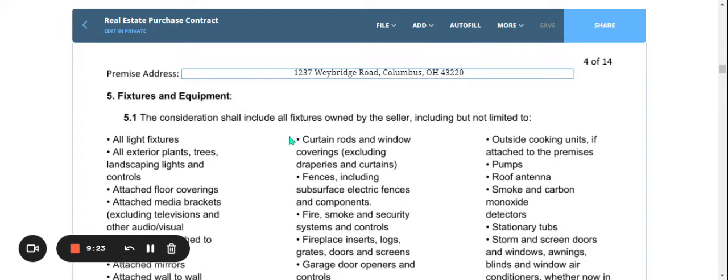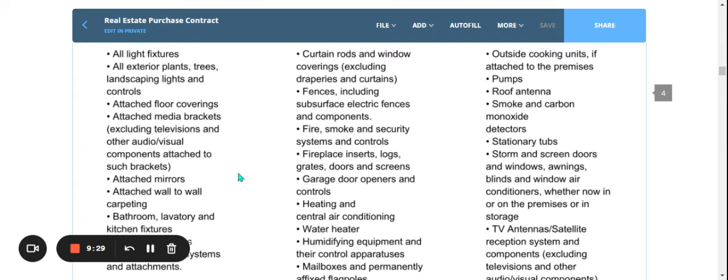So that includes all light fixtures, any media brackets. So that means like any mounts, they have to leave the mounts. They can take the TV, but they have to leave the mount. Of course, any attached mirrors, garage door openers or anything like that.